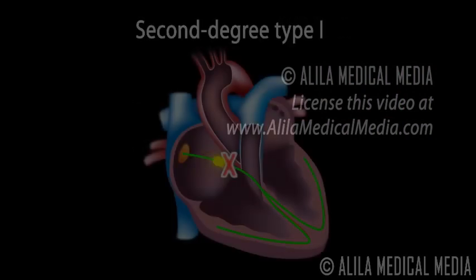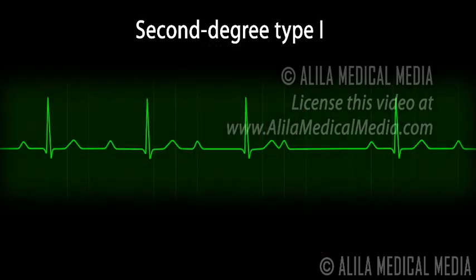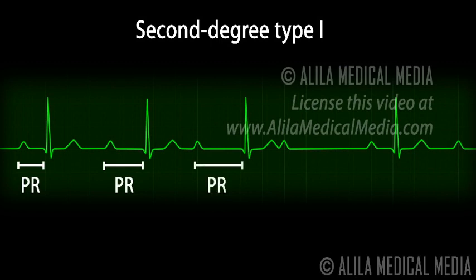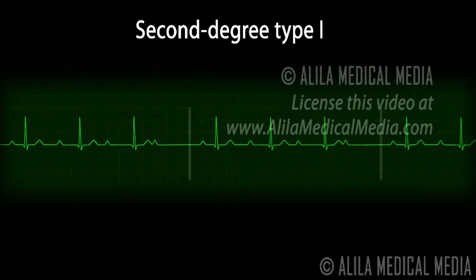Second degree AV blocks are divided further into type 1 and type 2. In type 1, the electrical signals are delayed further and further with each heartbeat until a beat is missing completely. On an ECG, this is seen as progressive prolongation of PR interval followed by a P wave without a QRS complex. This is known as a blocked P wave or dropped QRS complex. The cycle then restarts over.